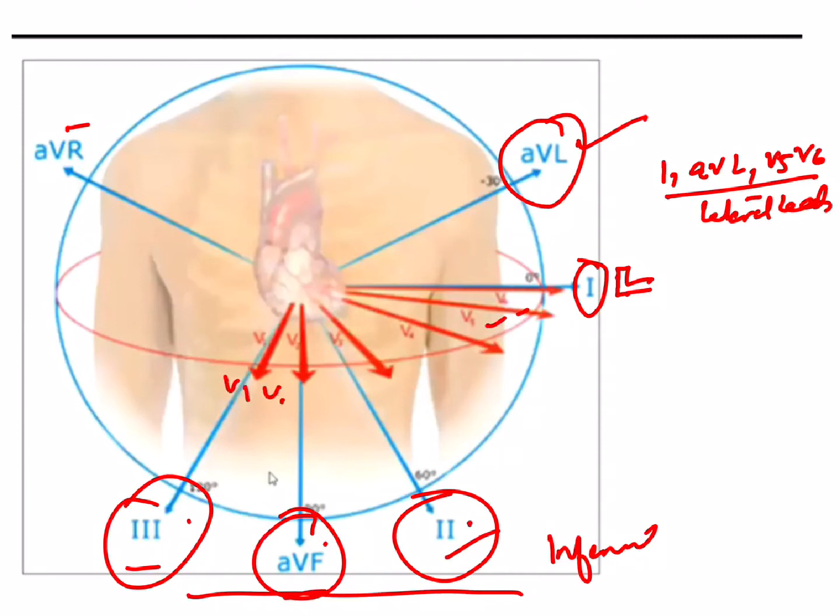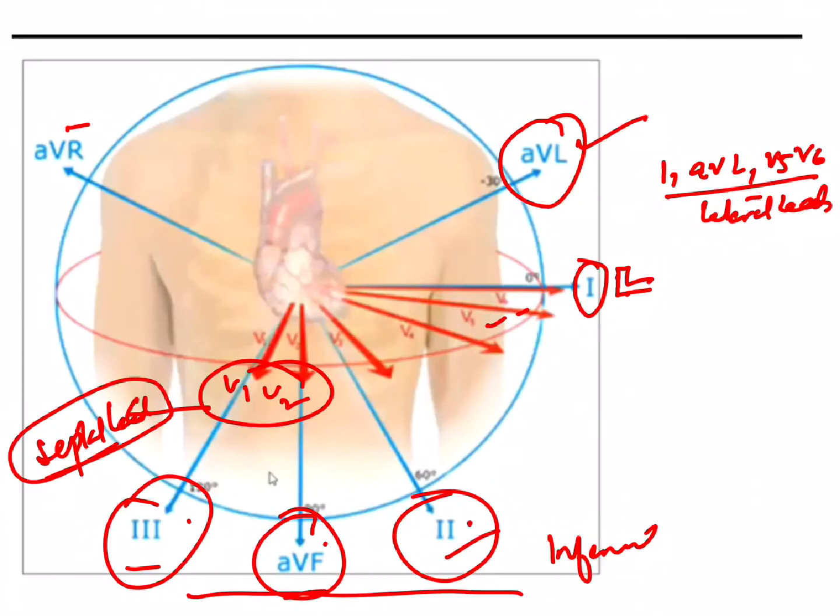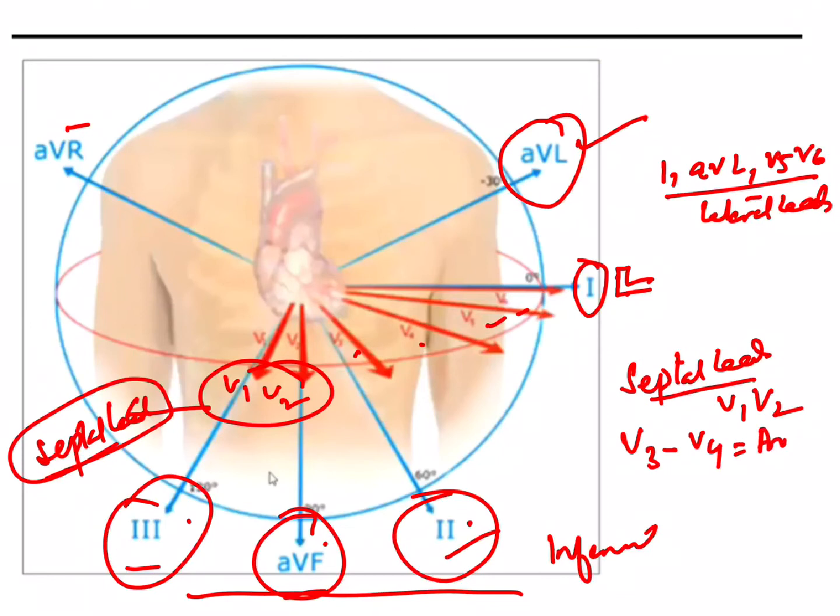Leads V1 and V2 usually record the septal activity, that is the interventricular septal activity, so we call them septal leads. So septal leads are V1 and V2, and V3 and V4 we call anterior leads.